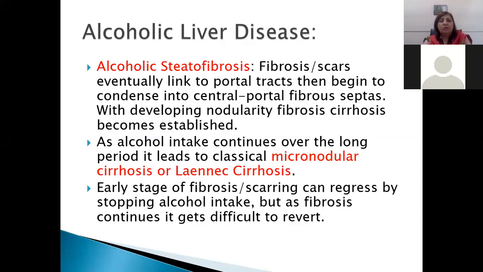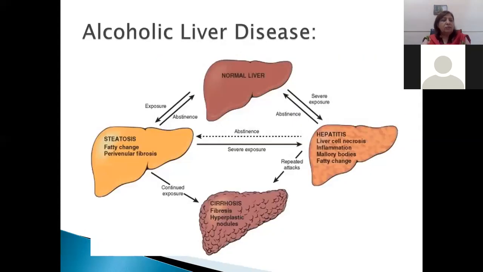As alcohol intake continues over a long period, it leads to classical micronodular cirrhosis, also known as Laennec cirrhosis. Cirrhosis caused by alcohol intake is known as micronodular cirrhosis or Laennec cirrhosis. Early stages of fibrosis scarring can regress by stopping alcohol intake. But as fibrosis continues, it gets difficult to revert back to normal, as I've told you earlier. With abstinence from alcohol in the case of hepatitis or fatty change, it can go back to normal. Once fibrosis is established, it will not go back to a normal liver. There is no going back to a normal liver.